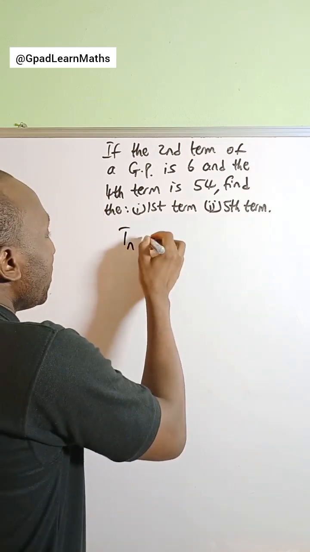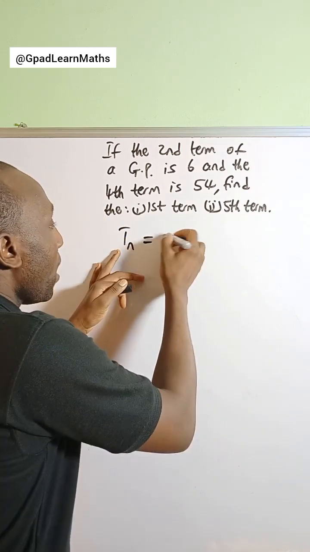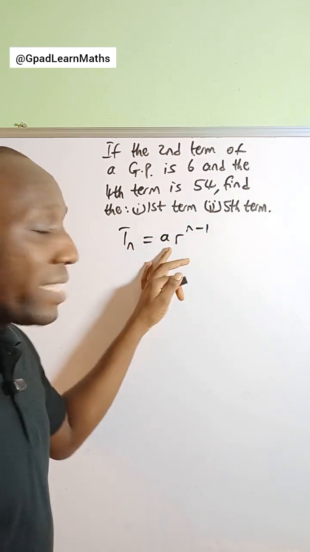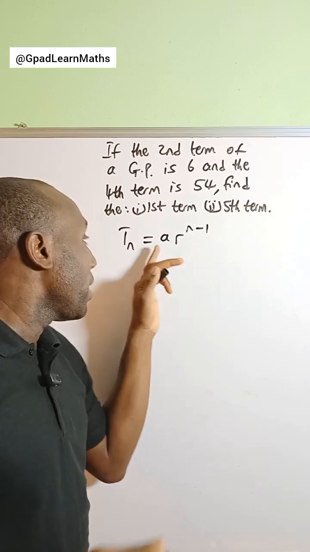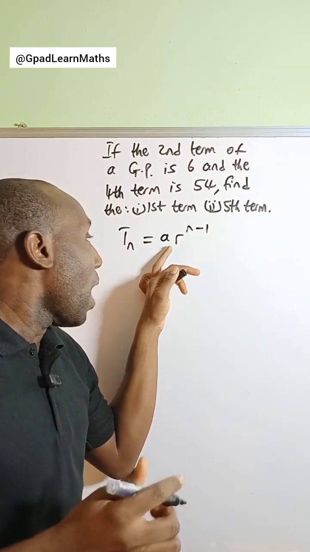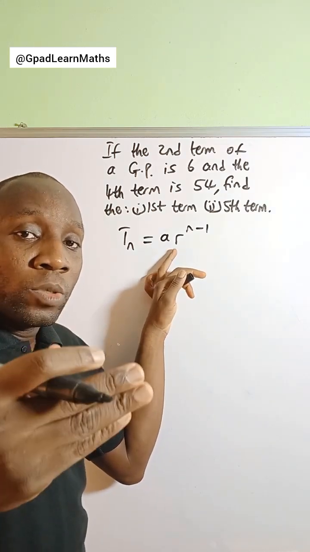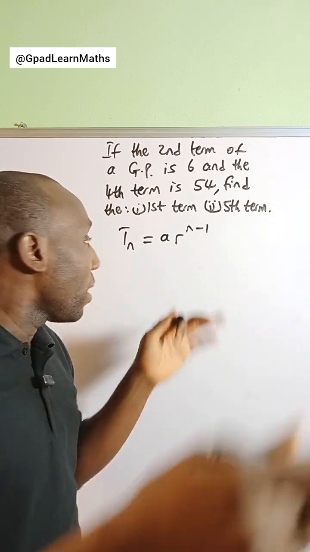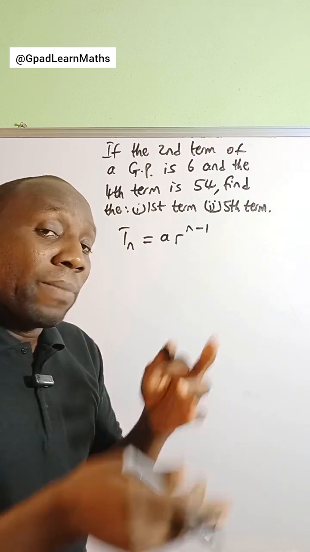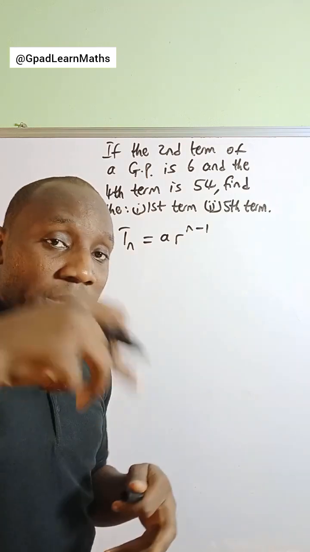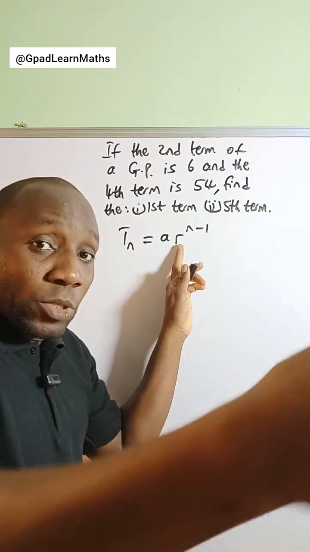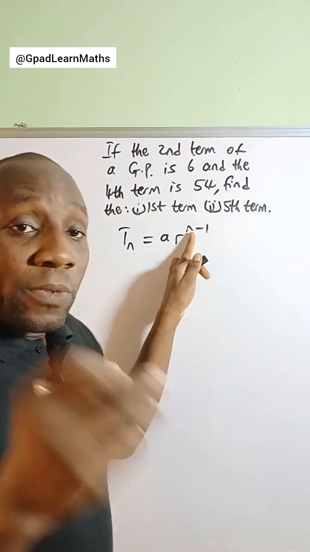It is given by ar^(n-1). This is the nth term of a GP. a stands for the first term, r stands for the common ratio from one term to another, that if you divide the second term by the first term or the third term by the second term, you will get the common ratio. It keeps going like that. Then n stands for the number of terms.